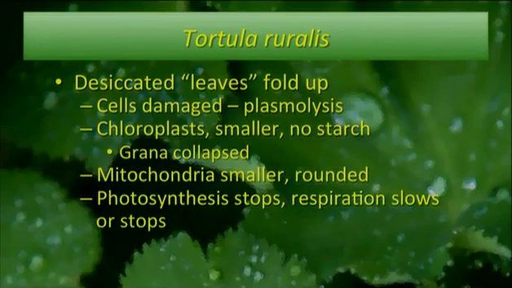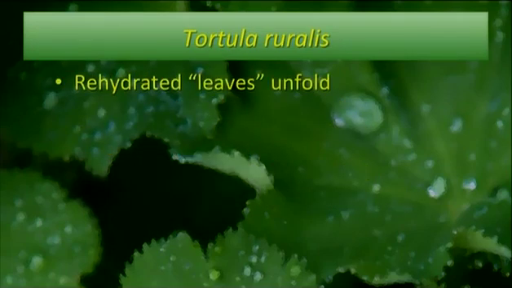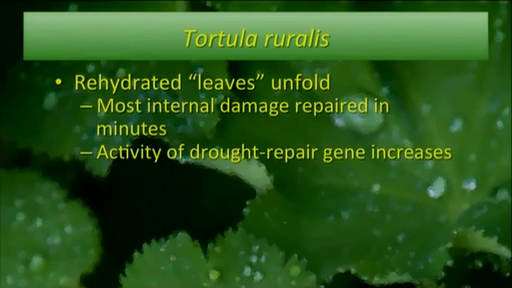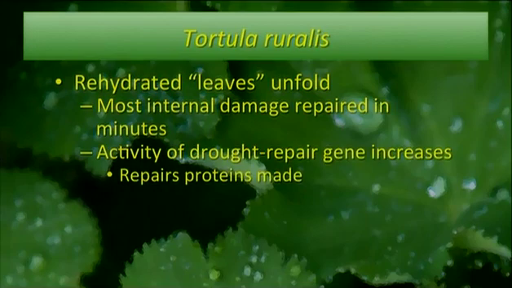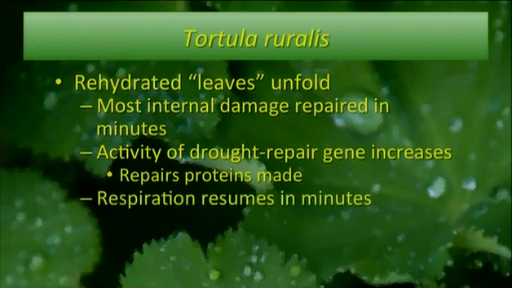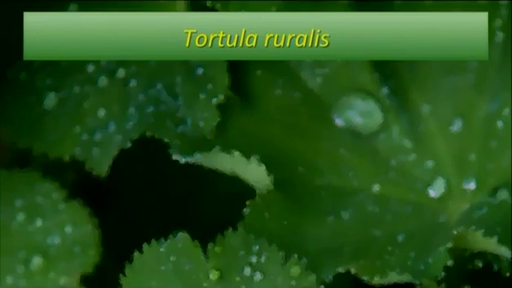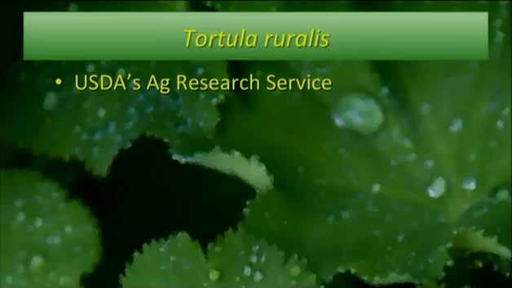Now the same plant, rehydrated. You add water to a dried up Tortula ruralis, the so-called leaves unfold, and most of the internal damage that happened to it when it dried up is repaired within minutes. You have this drought repair gene, the activity of it increases and repair proteins are made. Respiration resumes within minutes, and photosynthesis resumes up to 24 hours later. So isn't that amazing? This is like a raising from the dead.